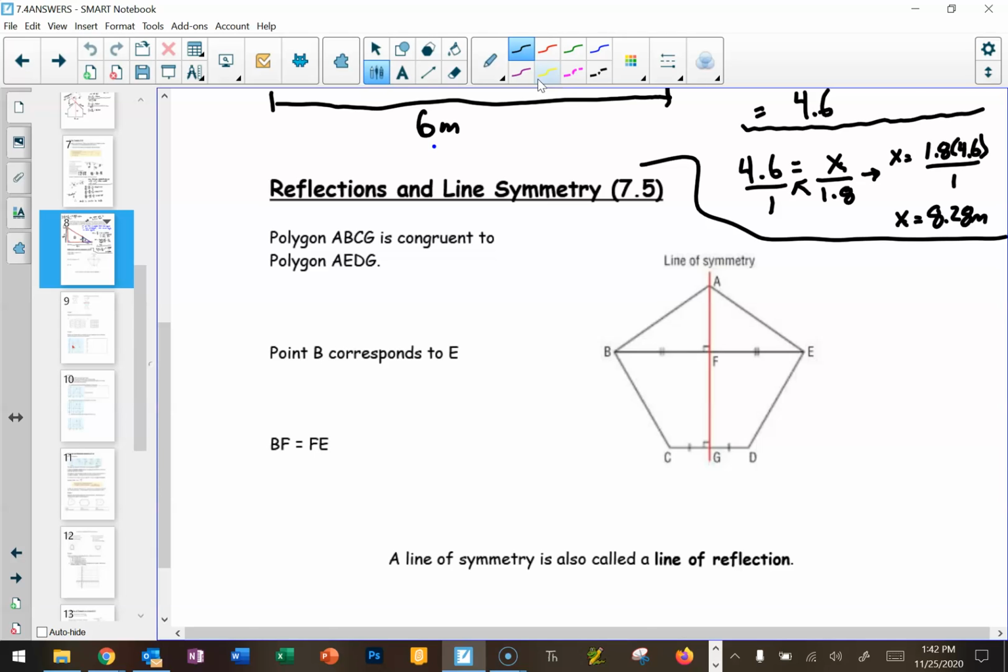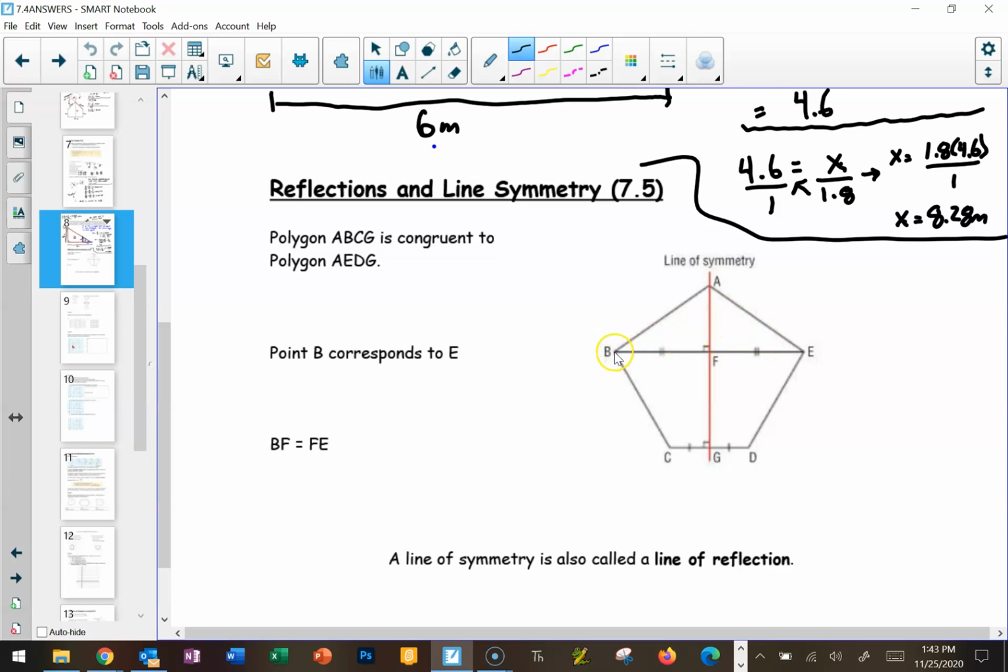So if we look at this polygon ABCD, we can draw a red line right through the middle of A, and then make another point at the bottom called G. And what this has done is this actually separates the bigger polygon into two smaller polygons that are both the same size and that are a reflection of each other.